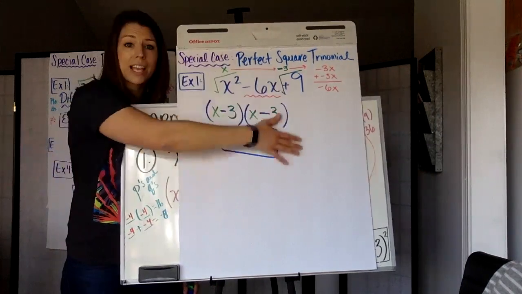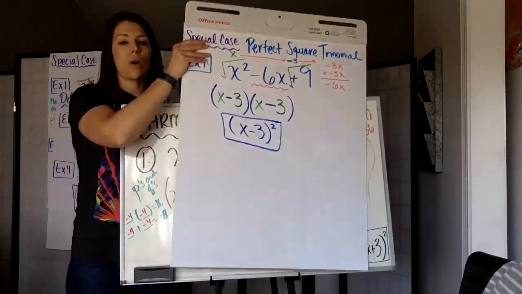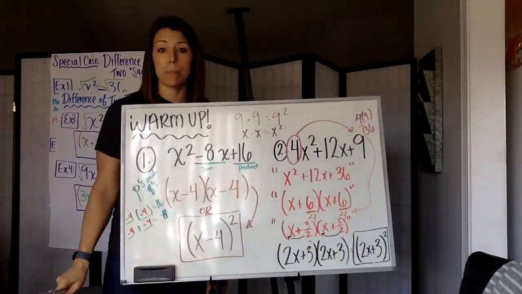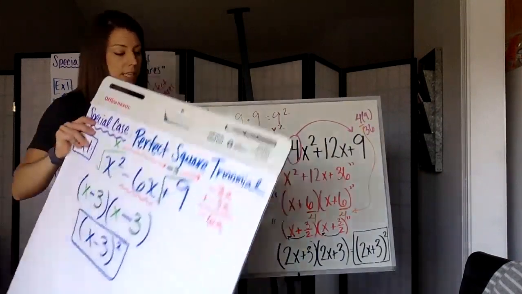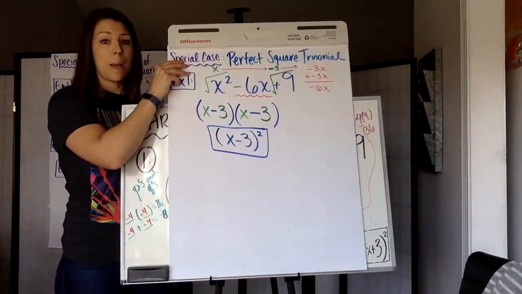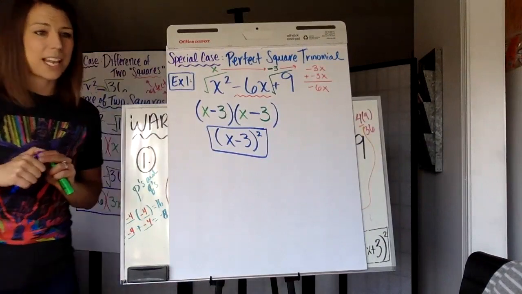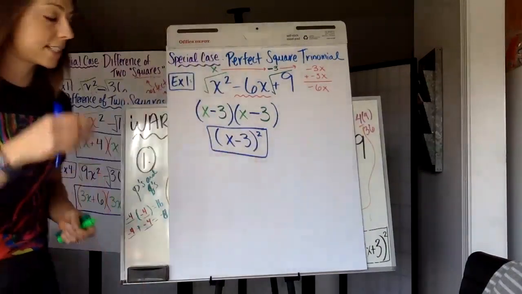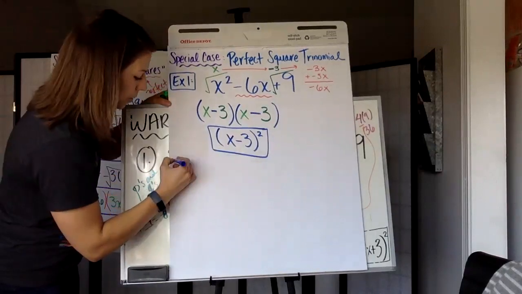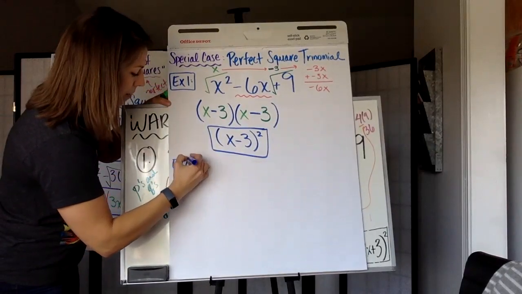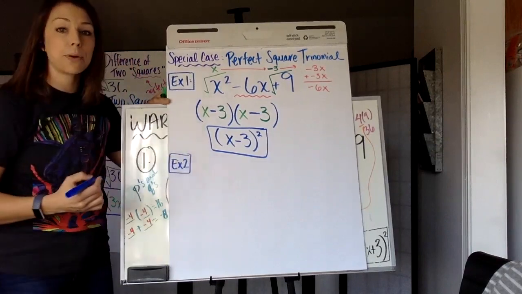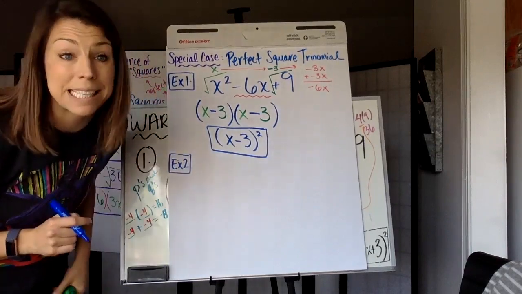So if you don't like doing this, you can always do what we did in our warm-up. You can always use your regular methods. I'm just showing you a shortcut because, as you'll see in the second example, it gets a little bit more complicated and you might want a shortcut in that sense. So here we go. Let's look at the second example and then we'll wrap things up with an exit ticket. Example number 2. This one is messy.